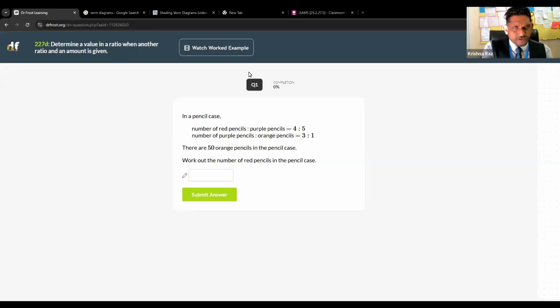Hey guys, so now we're going to look at some different type of ratio problem. Not really sure what to call these, but they have a distinctive pattern. So first thing we're going to do is write out the information.